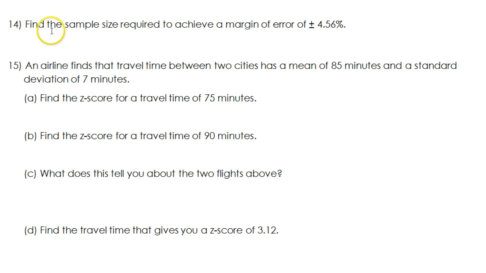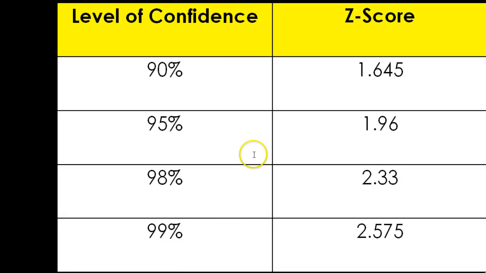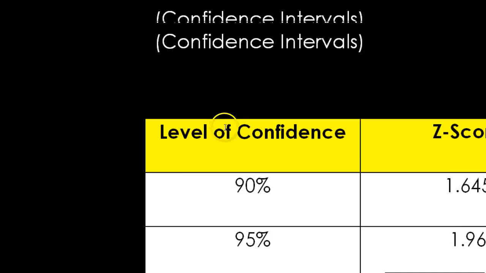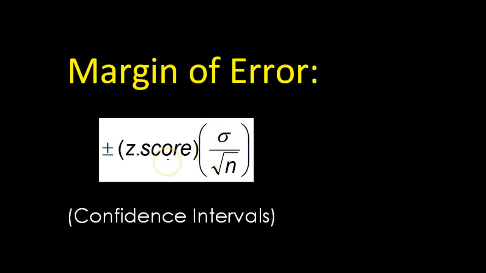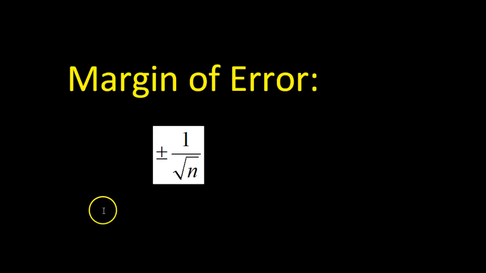For number 14, we are going to find the sample size required to achieve a margin of error of plus or minus 4.56. Now, notice this time we're talking about margin of error, but they are not saying anything about a 95% confidence level or 99% confidence level. That is important, because if they don't mention a confidence level, then we are not going to use this margin of error formula. Instead, we're going to use this more basic margin of error formula. That's just 1 over the square root of n.